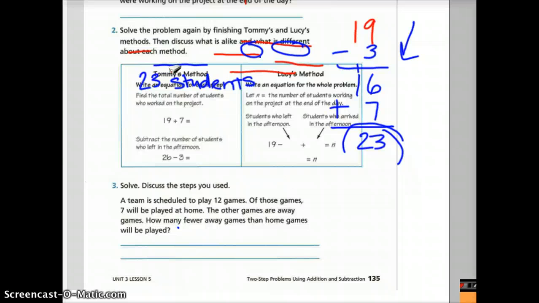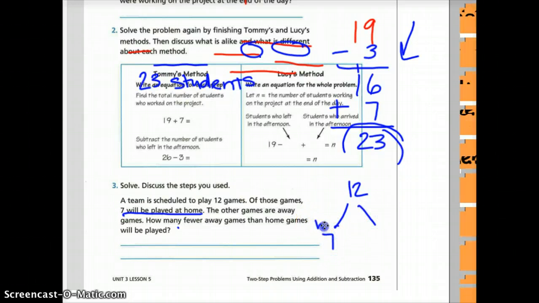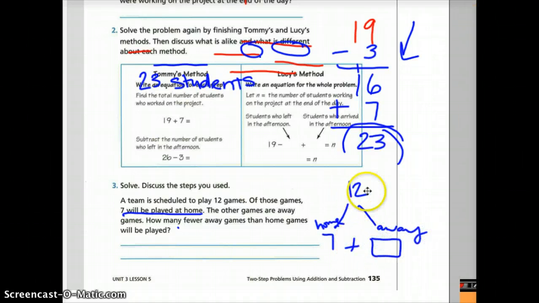So first I need to determine how many games are away, okay? Because I know how many are home. 7 will be at home. There are a total of 12. 7 are at home. I need to determine how many are away. So 7 plus what equals 12? I know 7 plus 5 equals 12. So there are 5 away games.